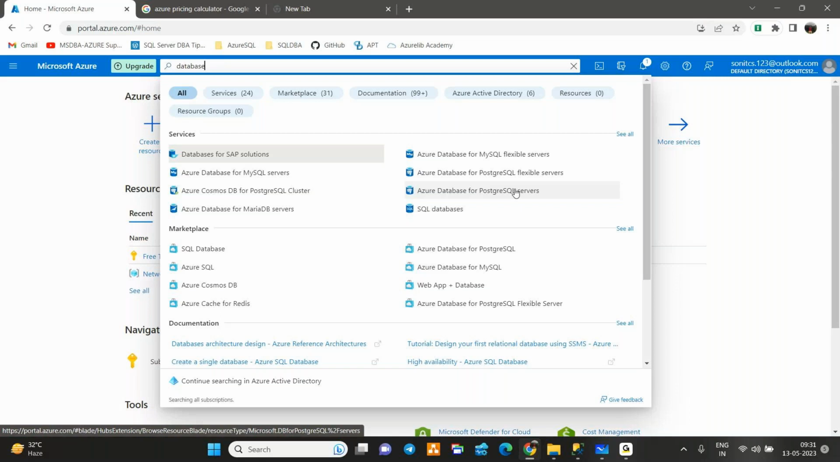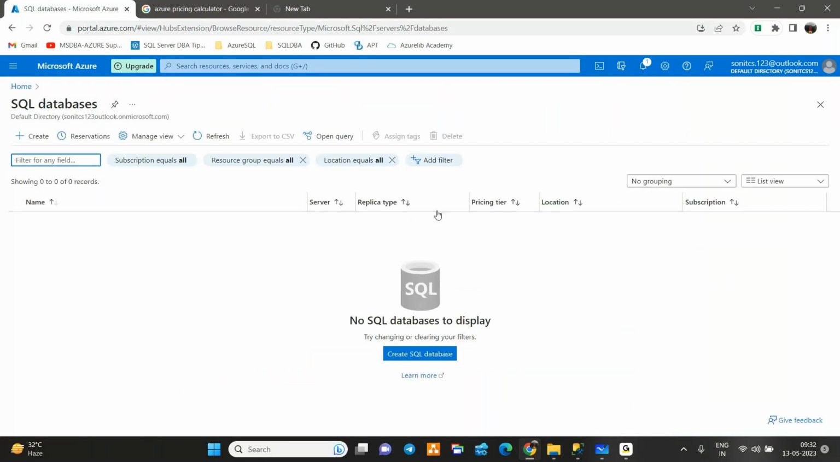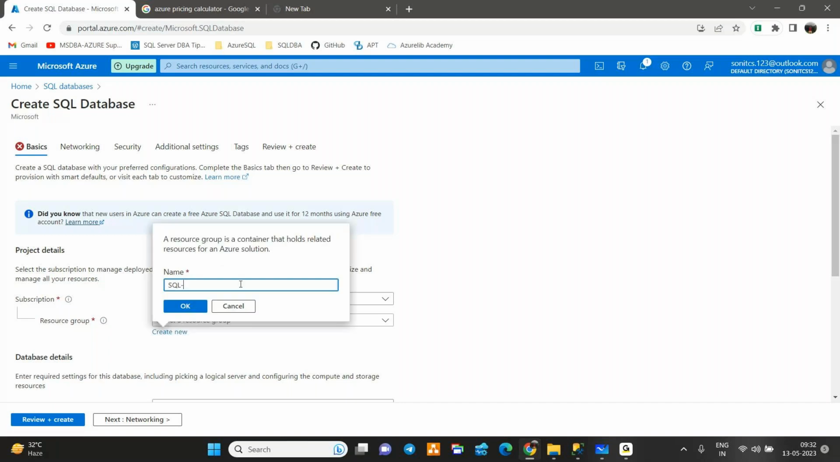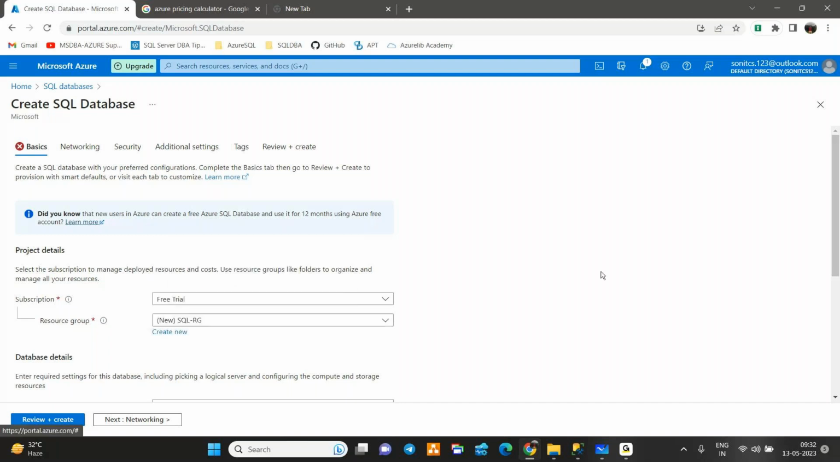Currently there is no database, sir. Let's go and click on create. When you try to create, as usual, the first concept is you need to choose your subscription and your resource group. These are the two common things for all the services. Currently I don't have any resource group, so let's create one resource group.